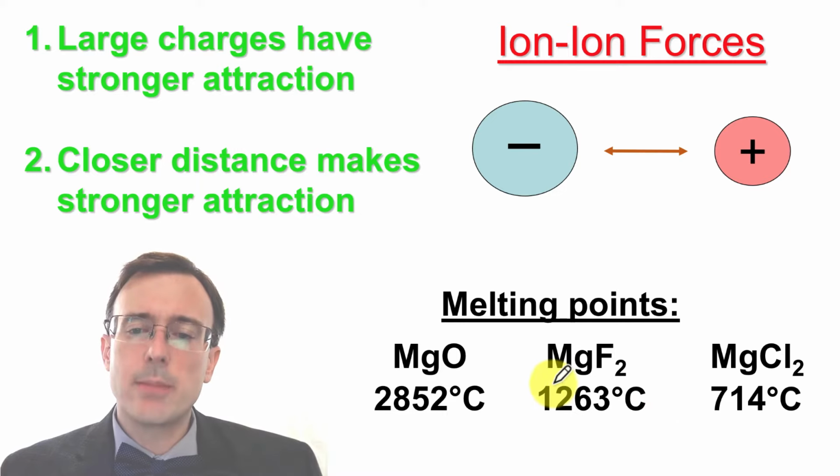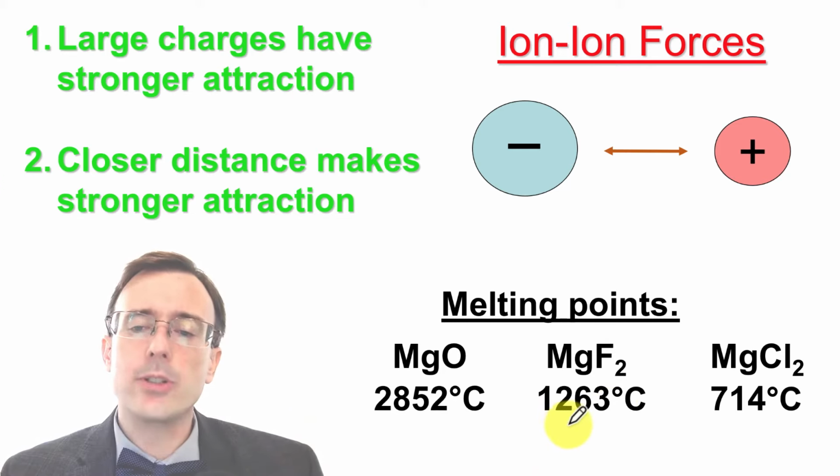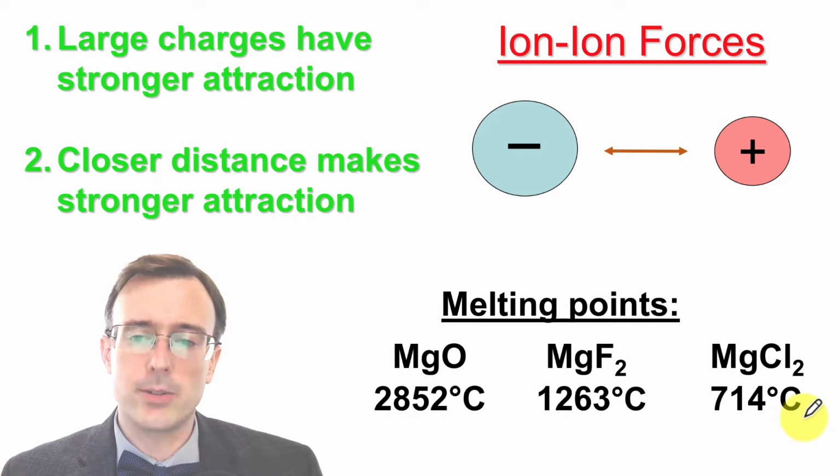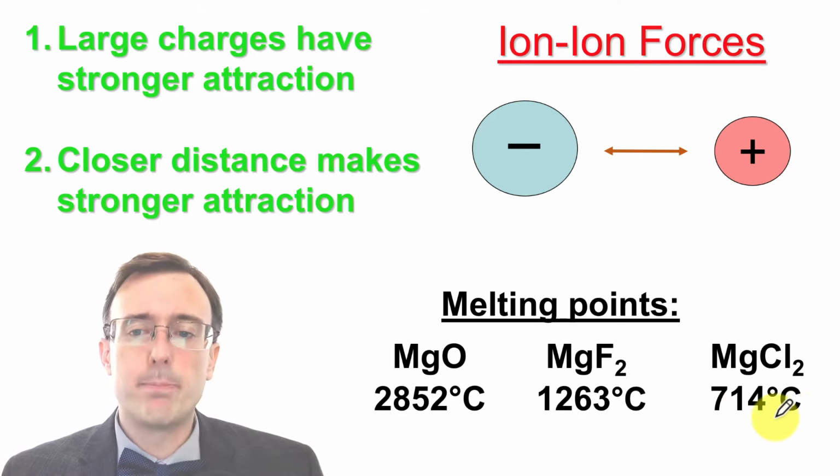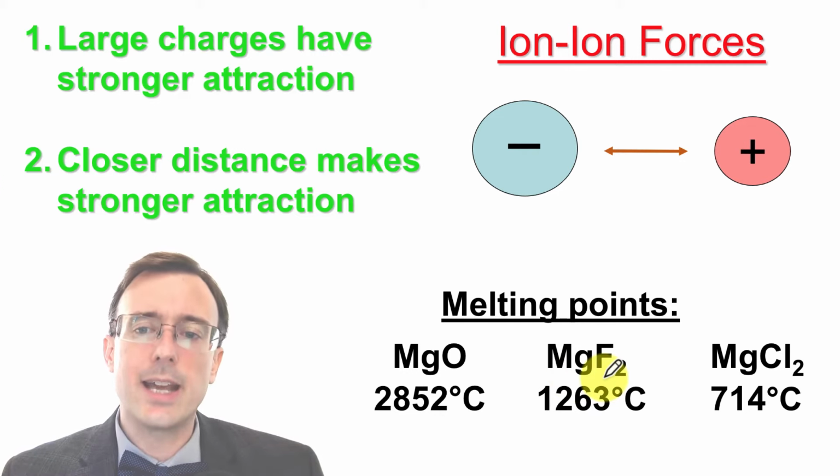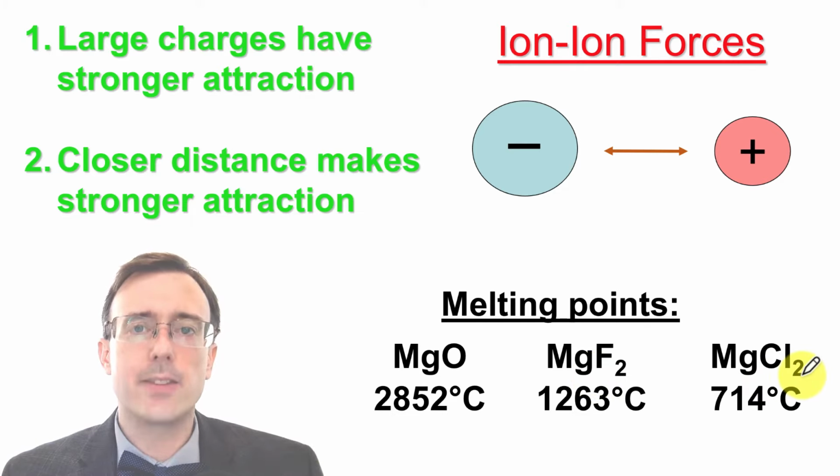Now also notice that magnesium fluoride has a higher melting point than magnesium chloride. Magnesium fluoride melts at 1,263 degrees Celsius, whereas magnesium chloride is much easier to melt at 714 degrees Celsius. Why is that? They both are made out of magnesium, which is 2+, and a halide that has a 1- charge, right? Fluoride's 1- and chloride's 1-. So the charges of the ions is exactly the same.